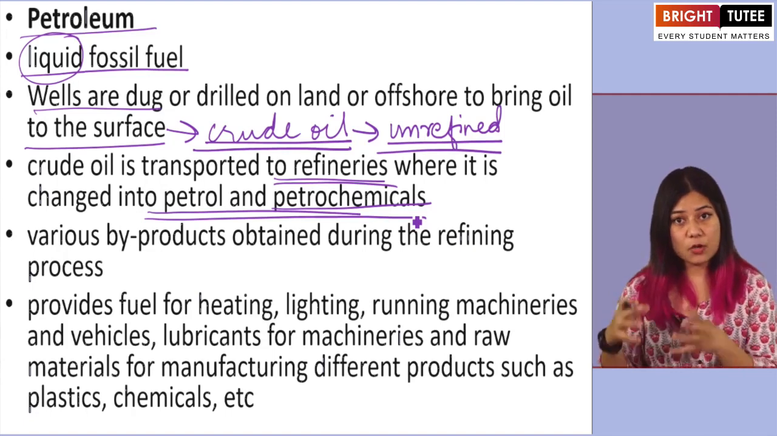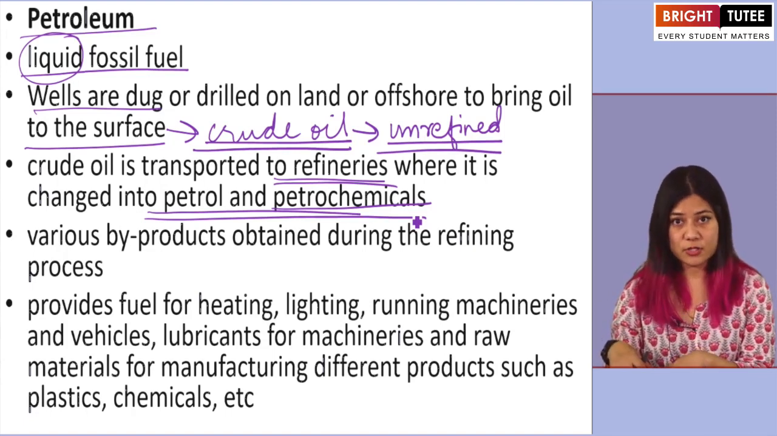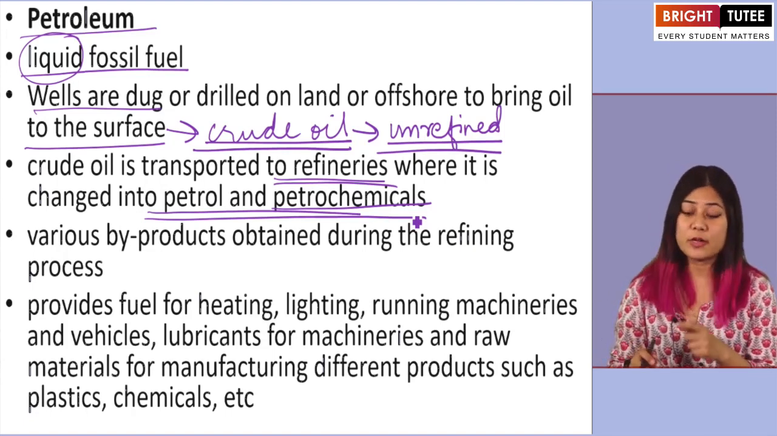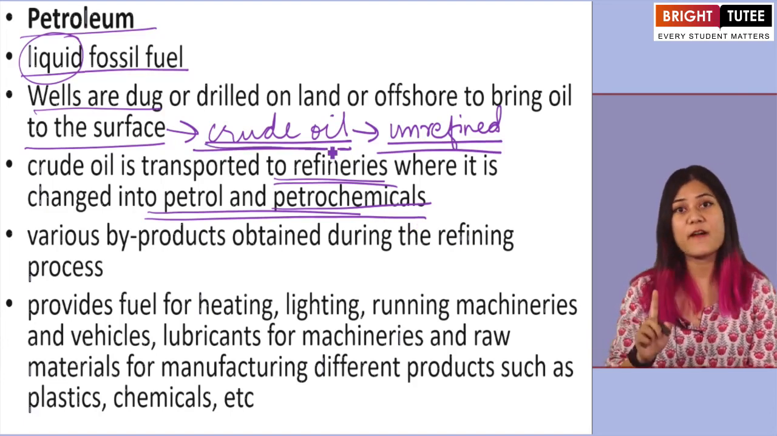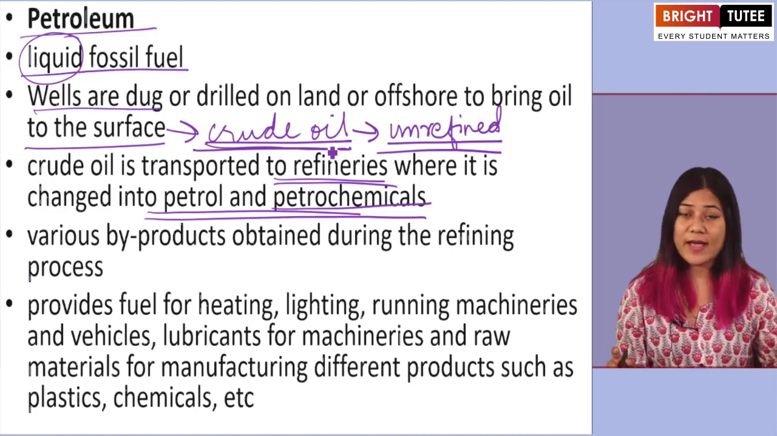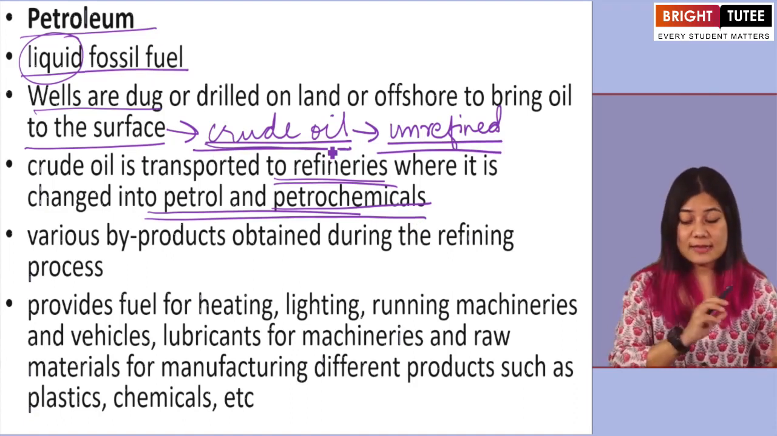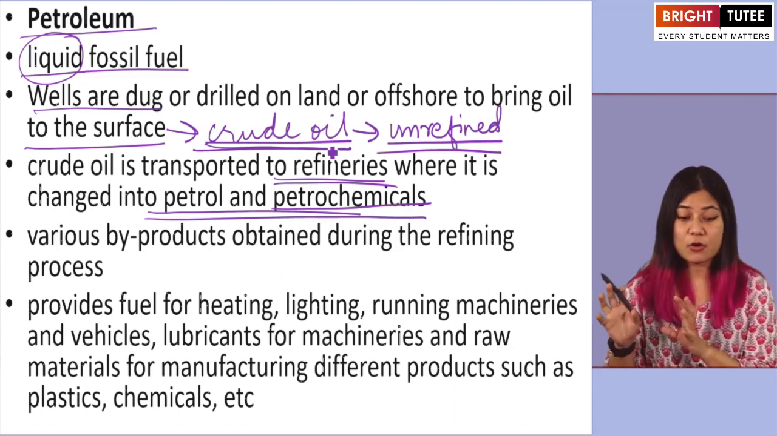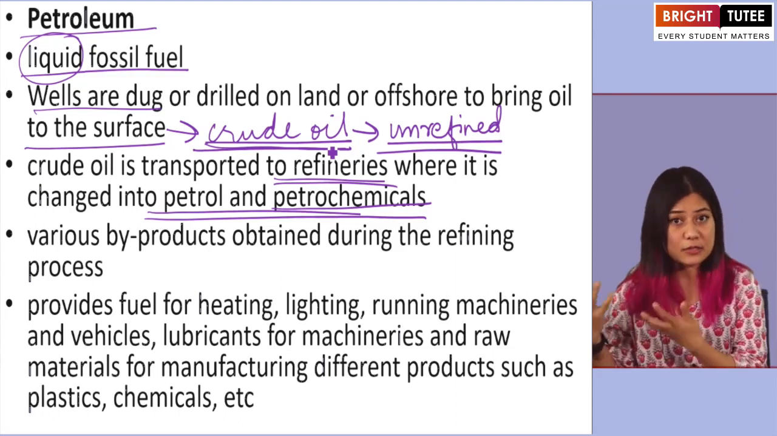When we get the oil from under the ground, that oil is not petroleum but crude oil, which is unrefined petroleum. Once that is sent to the refineries where the oil is refined, that refined oil is called petroleum, and that can be used.